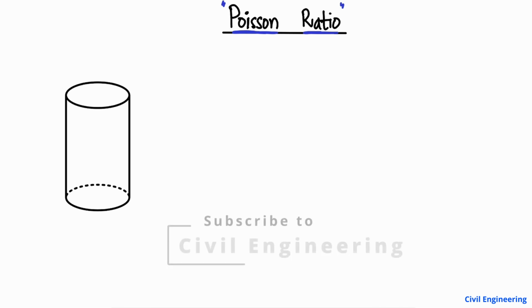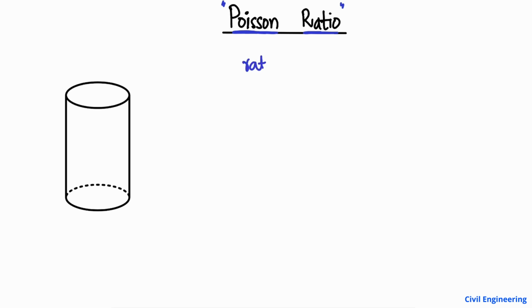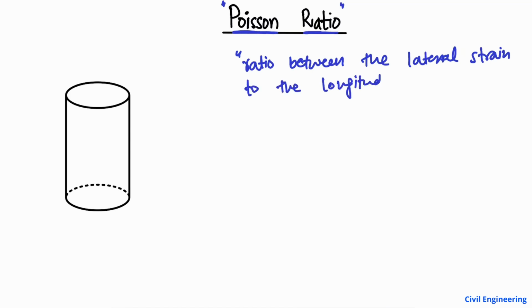Poisson ratio can basically be defined as the ratio between the lateral strain to the longitudinal strain of an object. So this ratio is known as the Poisson ratio. Now, how to explain this definition?